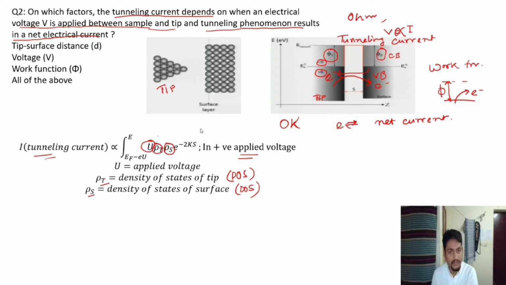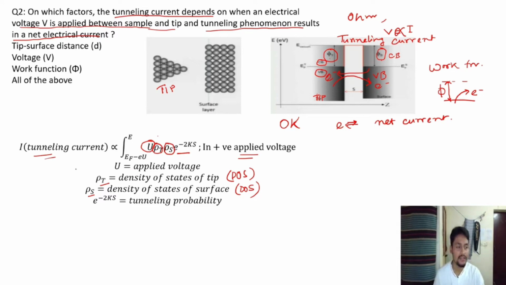I will discuss it again in a different question, but just to let you know, density of states is, in a single energy level, how many states are there. The number of states is called the density of states. Now, this will depend upon ρT and ρS, and again upon this ε minus 2κs, which is nothing but the tunneling probability. How much is the probability of tunneling? That will also determine the tunneling current.